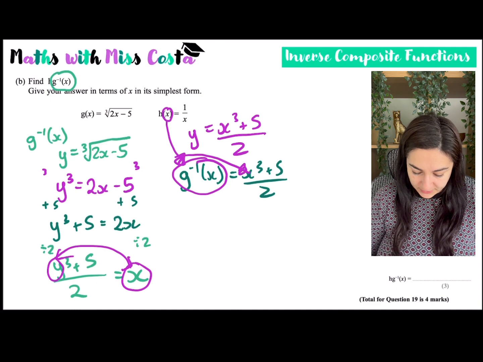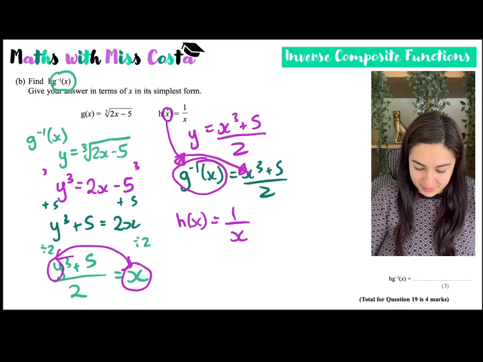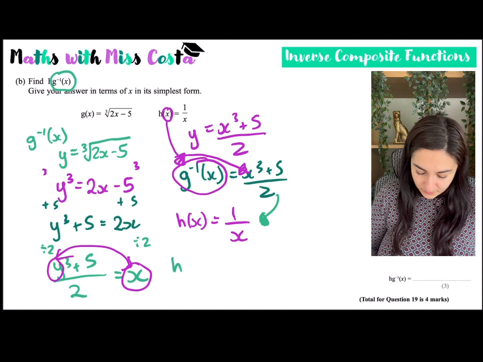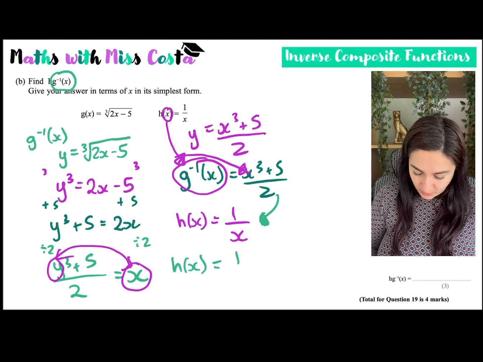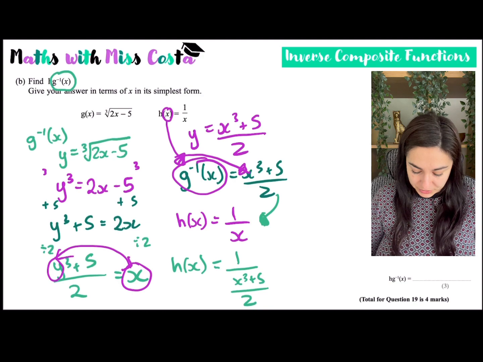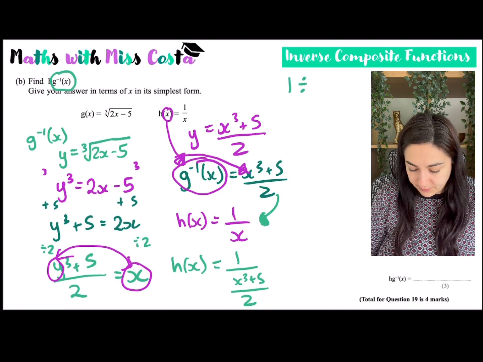So h of x is 1 over x. So wherever I see x, I'm going to put this. So it's going to start by being a little bit of an ugly thing. Not ugly, but clunky. So 1 over x cubed plus 5 over 2. Now, when I'm doing this, remember it's just a fraction. So that's the same as saying 1 divided by x cubed plus 5 over 2.